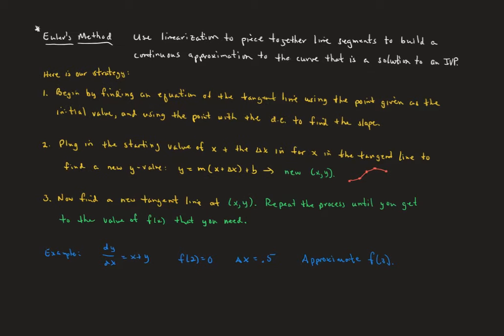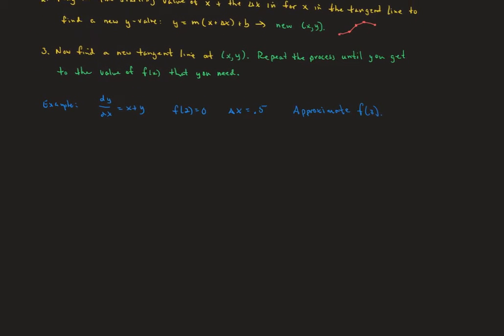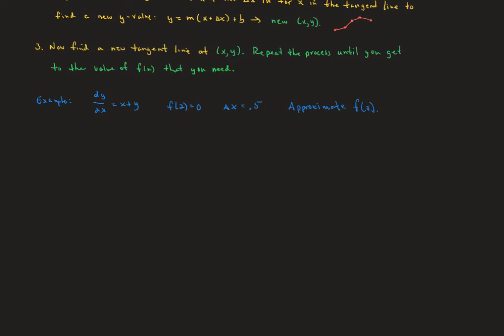I'm going to try to slide this up. So here is our initial value problem. We have the differential equation dy dx is x plus y. We have the initial condition f of 2 equals 0. We're told that our delta x is 0.5, and we're going to approximate f of 3. So I'm going to start by finding a tangent line using our initial condition. So there's our point 2, 0.